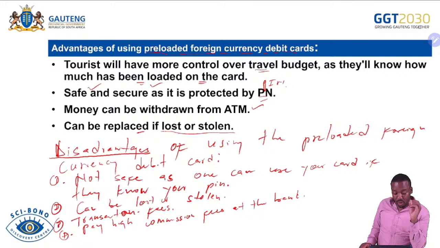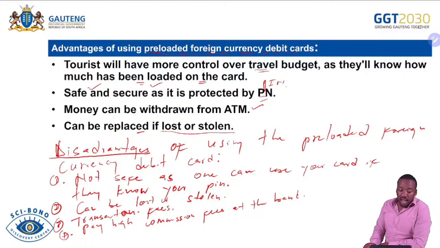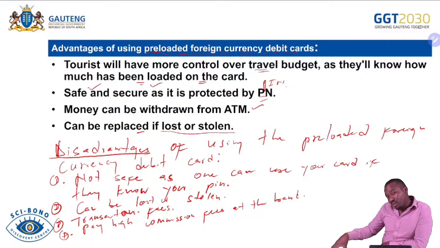They can be lost or stolen. There are transaction fees. Then you pay high commission fees as you need to load the money onto the card time and again. Right. We have looked at all those different forms of payment when traveling internationally. We looked at some description of each payment method. We also looked at advantages and disadvantages. Then we also looked at the pictures.